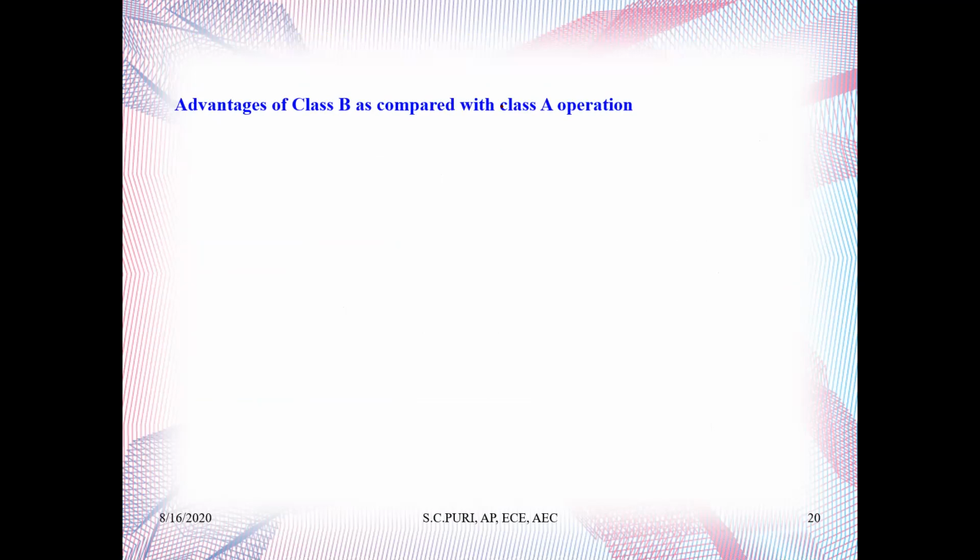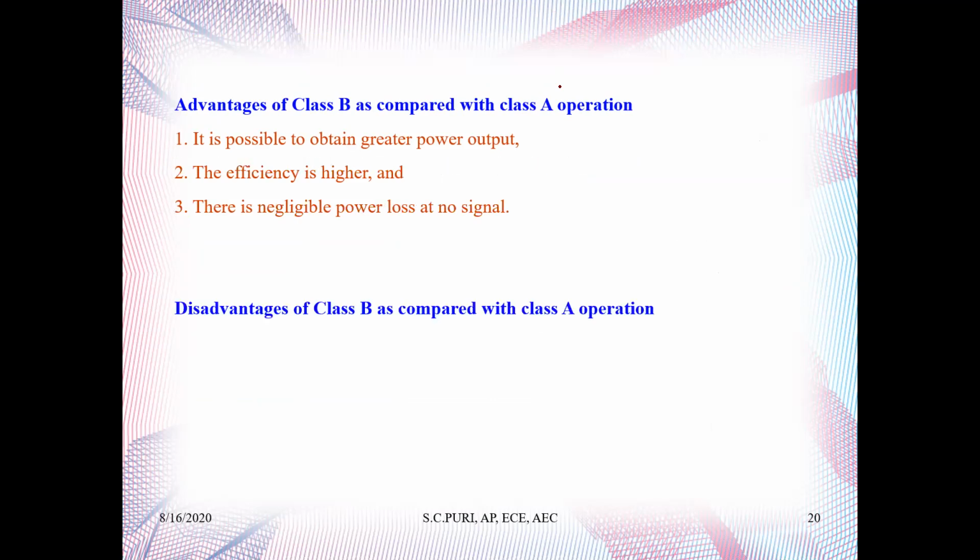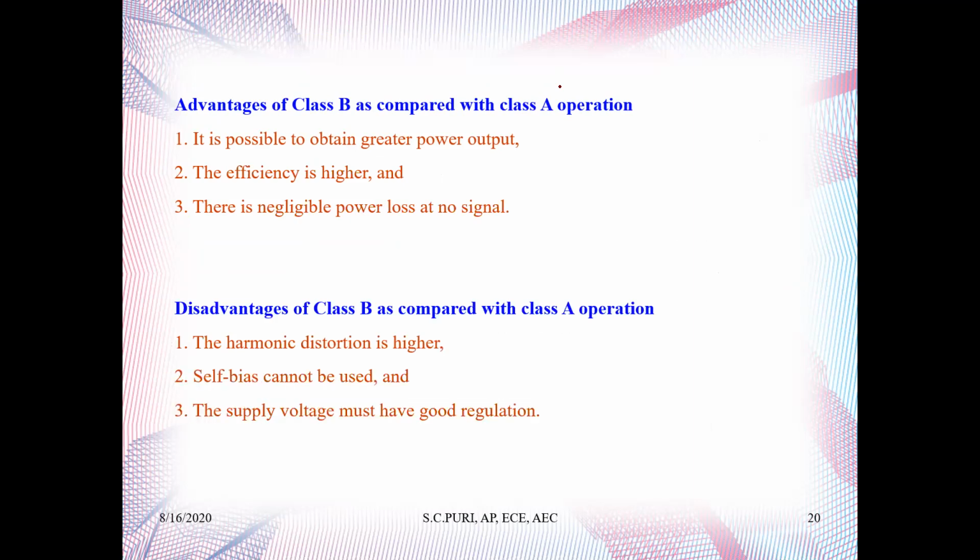Now we will compare the advantages of class B as compared with class A. It is possible to obtain better power output, the efficiency is higher, and there is negligible power loss at no signal. Now the disadvantages of class B compared to class A operation: the harmonic distortion is higher, self bias cannot be used, and the supply voltage must have good regulation.